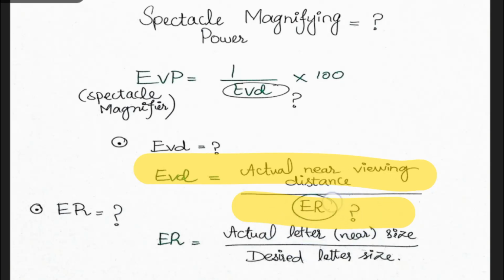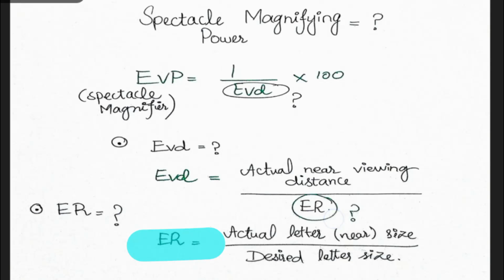Or it means how much magnification should be given to the patient in order to see the image clearly. Enlargement ratio means how much magnification of the image is required to see clearly. So ER is also missing, so we first have to know the value of ER, so that we can know the equivalent viewing distance. And when we know the equivalent viewing distance, we can place the value of EVD into the main formula, that is equivalent viewing power equals 1 over EVD times 100.